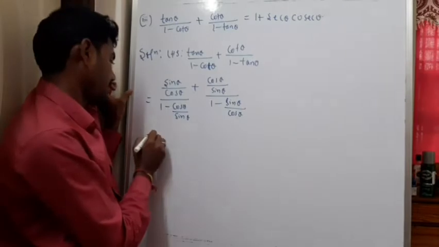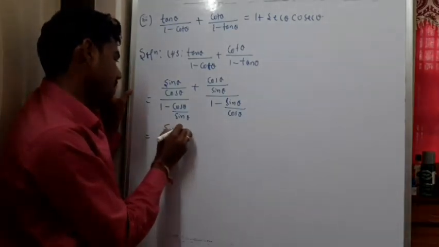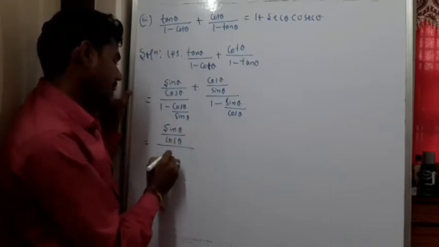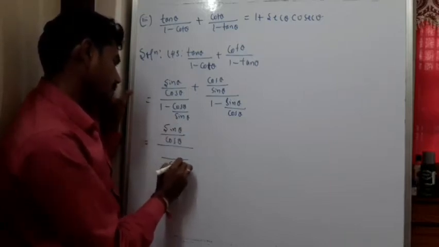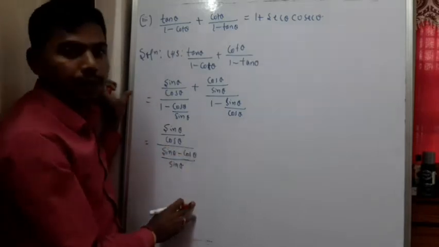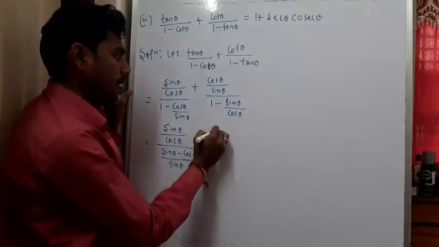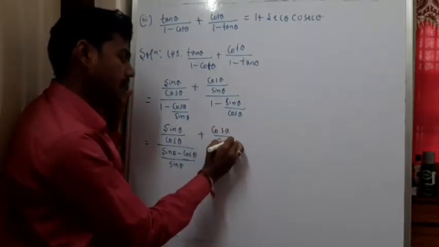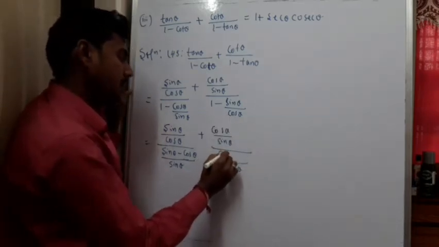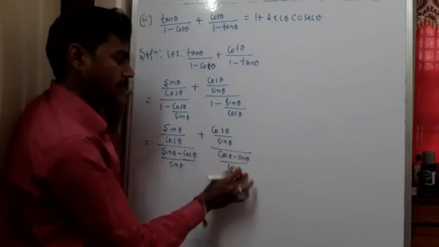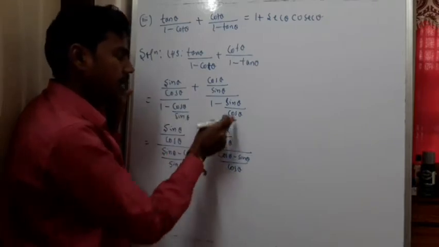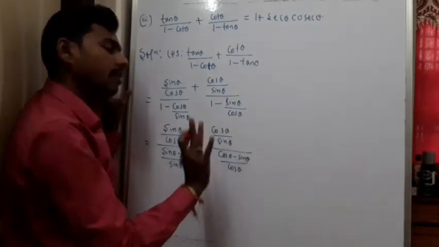So now, sin theta divided by cos theta as it is, divided by. So sin theta will be the LCM. Now I'll get sin theta minus cos theta. Any confusion? No. So now, next, cos theta divided by sin theta will remain as it is. In the denominator, cos theta will be the LCM. So cos theta minus sin theta you are going to get. Cos theta will be the LCM, so cos theta into 1 is nothing but cos theta. Sin theta will come as it is.